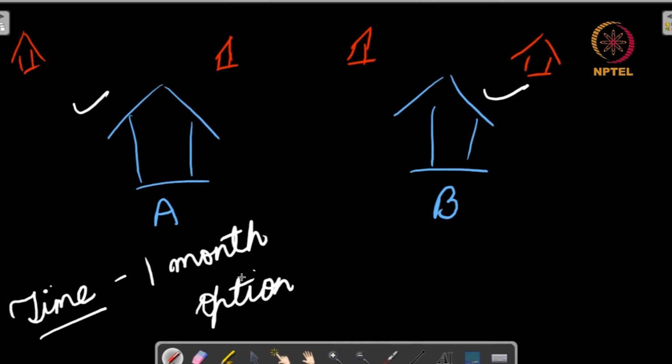Now, if you go to the owner of house A and you tell this person that okay, please do not sell this house for 1 more month, because I am deciding whether I should buy this house or not, and it will take me 1 month. What will the owner of house A tell you? The seller would say that okay, that is fine, but I am here to sell this house. So if you do not take a decision now, and if somebody else comes, I am going to sell this house.